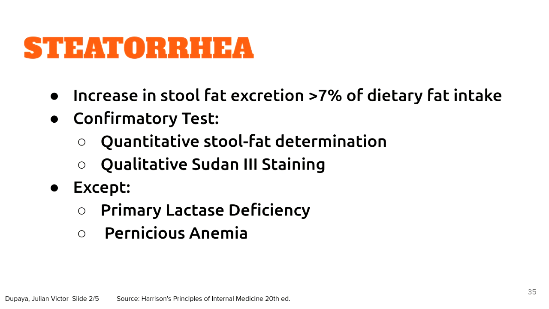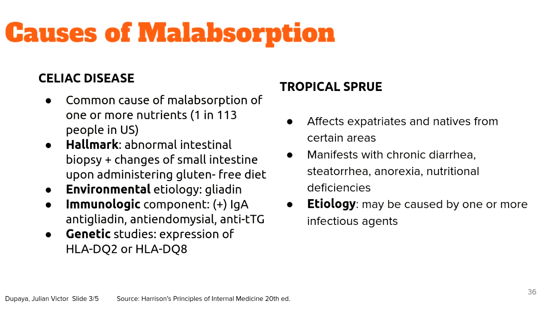Next, for the more common causes of malabsorption, we have first celiac disease, which has a hallmark of abnormal intestinal biopsy with changes of the small intestine upon administering a gluten-free diet. The problem in celiac disease is gliadin, a component of gluten. Individuals with celiac disease would exhibit an intolerance of wheat, barley, and rye.